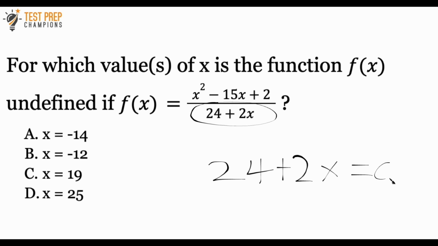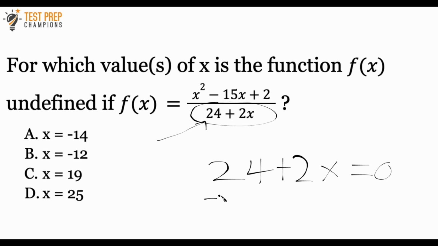So again, for a question like this, what we want to focus on is the bottom of the fraction, the denominator. So here we have 24 plus 2x. I'm going to set it equal to 0, and I'm going to try to get the x by itself on one side of the equation. And that's going to give me the answer. So that's all you have to do to get the answer right here for this one.